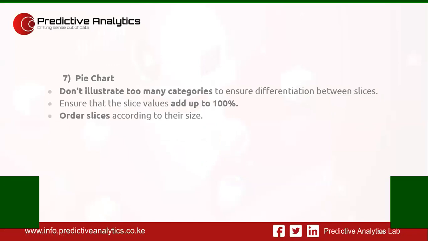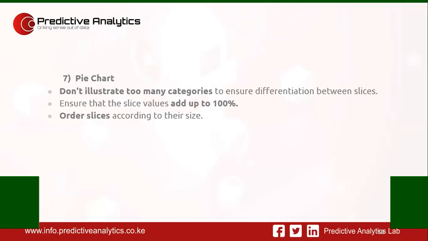Next, we have a pie chart. So best practices are don't illustrate too many categories to ensure differentiation between slices. Ensure that the slice values add up to 100. Again, I said this is best used to show composition. And then order slices according to their size.